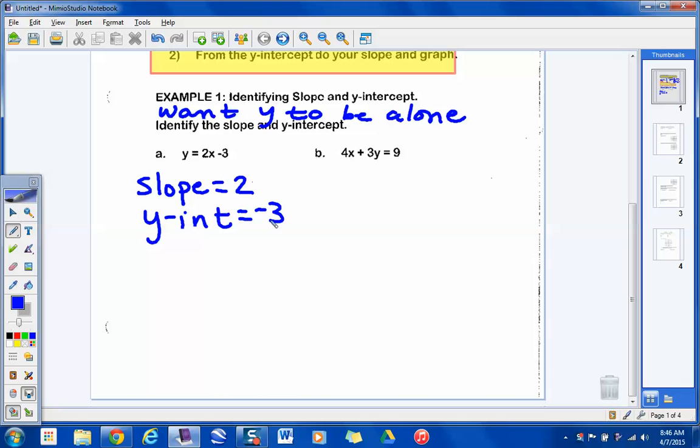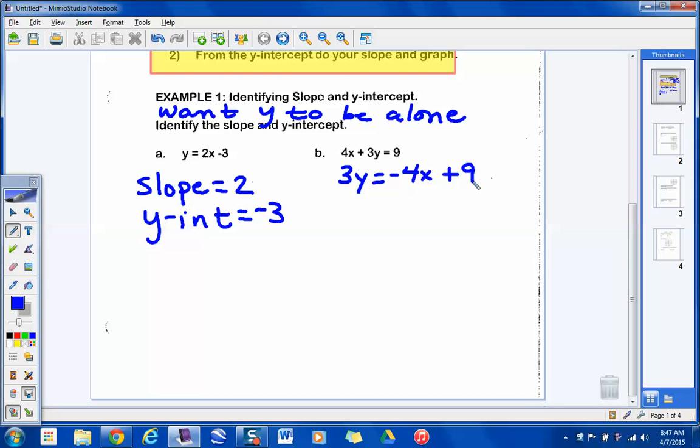If I take this 4x, which is positive, to the other side, 4x would be what kind of 4x over here then? So would you guys agree that I could rewrite this as 3y equals negative 4x, because if I move this to the other side, instead of being positive, now it'll be negative. And you still have a 9 over here. What kind of a 9? Everybody agree?